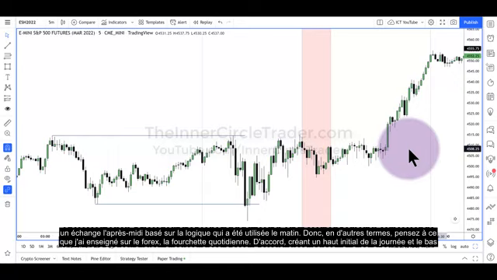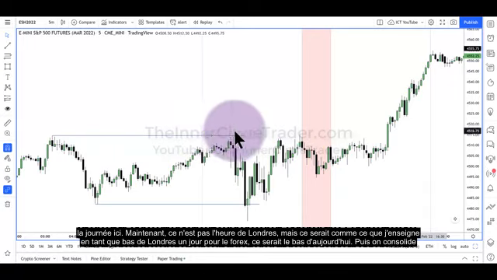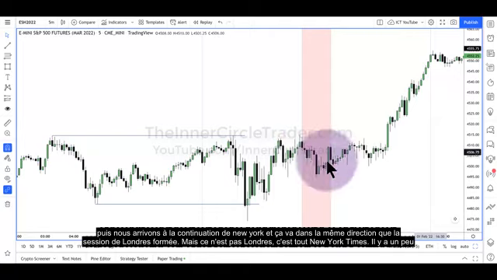So in other words, think about what I taught in Forex. The daily range creates an initial high of the day and low of the day here. Now, this is not the time of London, but this would be like what I teach as a London low in a buy day for Forex. This would be the low of the day. Then we consolidate, and then we get the New York continuation, and it runs in the same direction that the London session formed. But this is not London. This is all New York time.